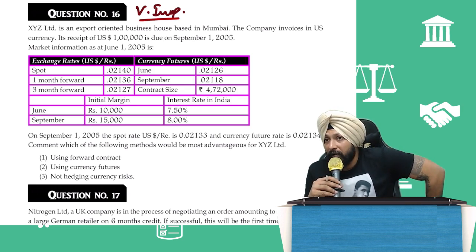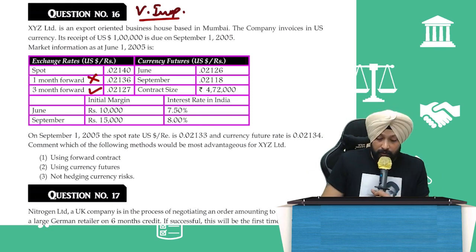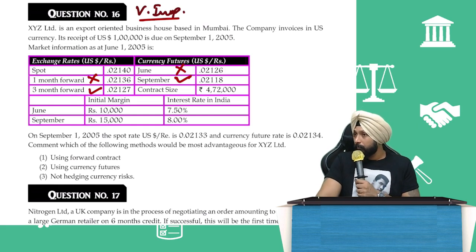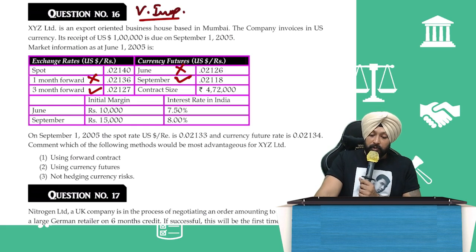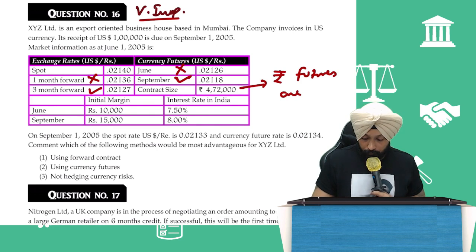From June, we need a settlement on September 1. How many months are there? July, August, September. 3 months are there, right? Then why have they given us 1 month forward contract of no use? We need 3 months forward, right? Similarly, they have given you June futures data and September futures data. I have a settlement in September, so for me, September contract is relevant. I will take September maturity. So September is 0.02118. Lot size is given in rupee terms, which means this specifies rupee futures are available.